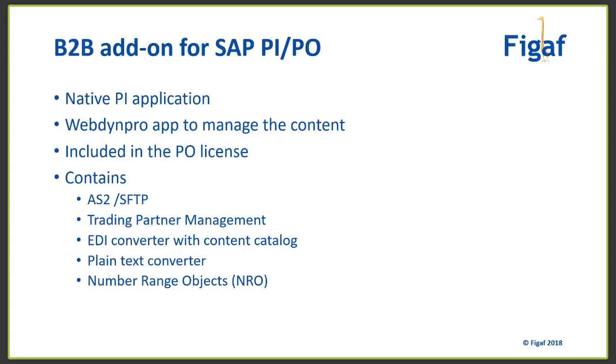There's the plain text converter also. I guess this is a little more fun to use. And then there's the number range object. I think those are the different components involved in this. There may also be some modules that you can use for this content.